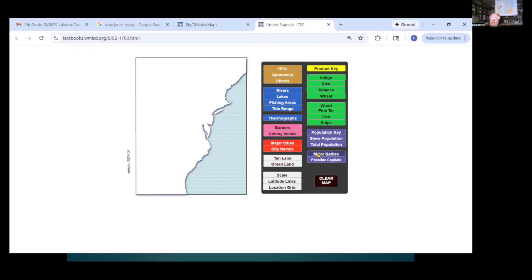There's also where were the major battles, and where were the different cities that wanted to be the capital. Sorry, not the Civil War, the Revolutionary War.